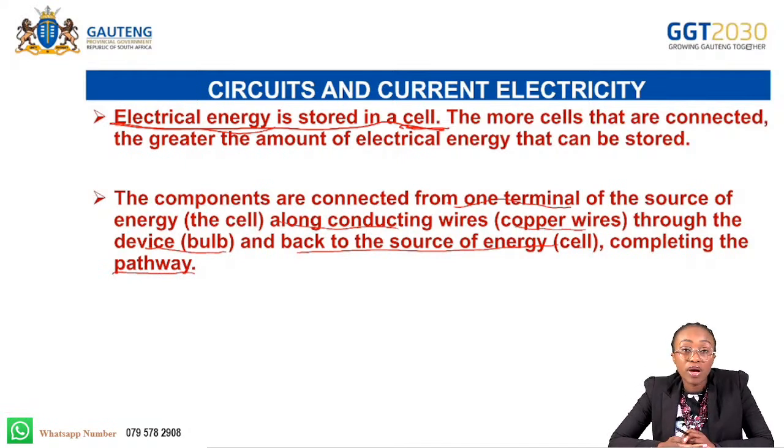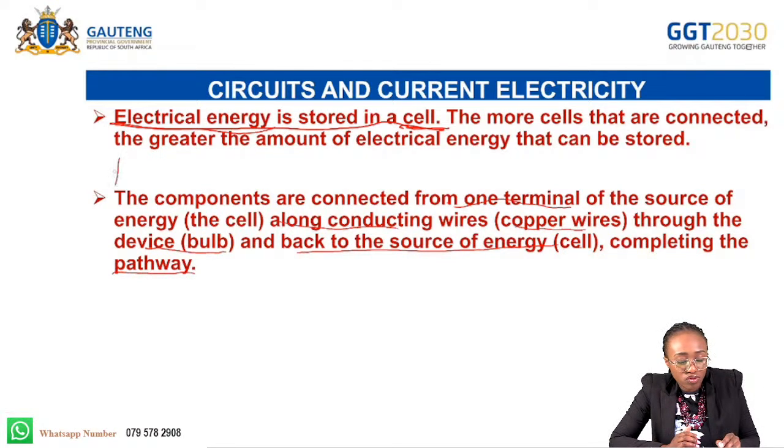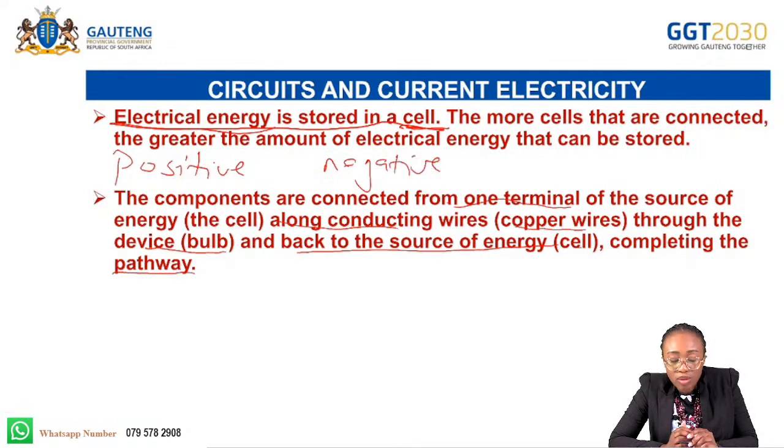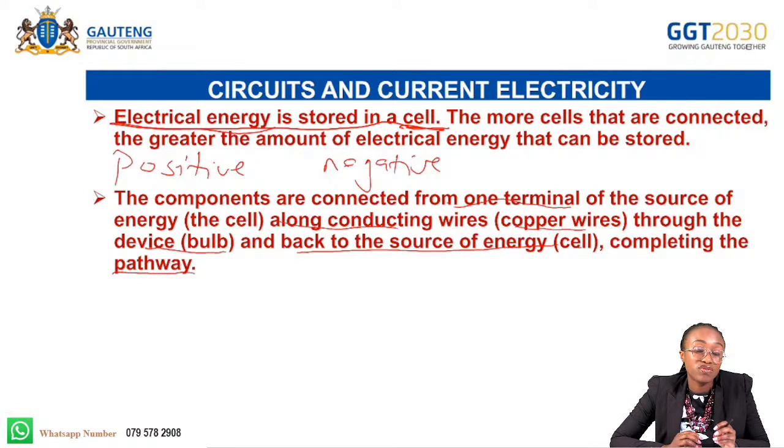So to complete the pathway, this is the connection that we need. We need the components to be connected from one terminal of the source of energy, which is the cell. The cell has two terminals: a positive terminal and a negative terminal. If you look at a simple dry cell, the positive terminal is the one that has a little knob or a raised part on one end, and the negative terminal is the flat end.